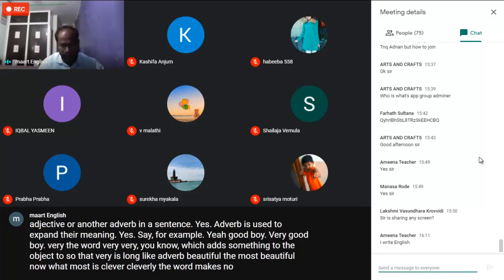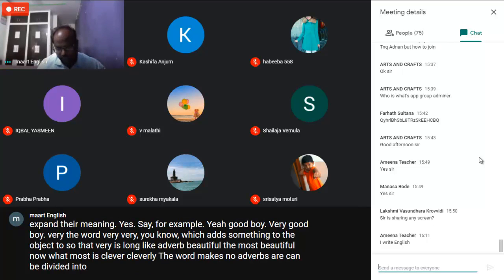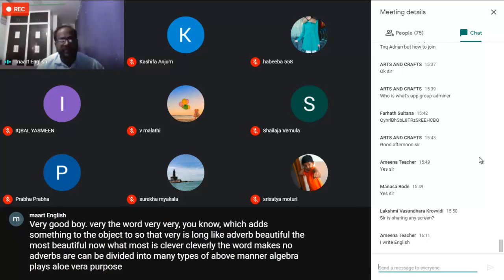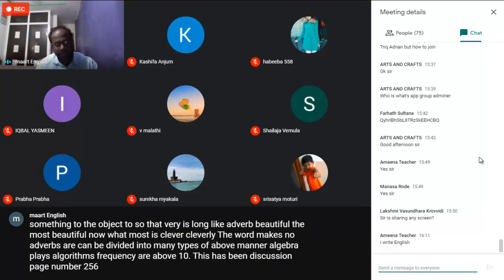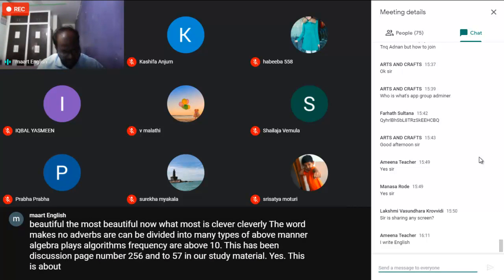Adverbs can be divided into many types: adverb of manner, adverb of place, adverb of purpose, adverb of frequency, adverb of time. This has been discussed on pages 256 and 257 in our study material. This is about verb phrase and different kinds of verb phrase, main verbs and auxiliary verbs and all.